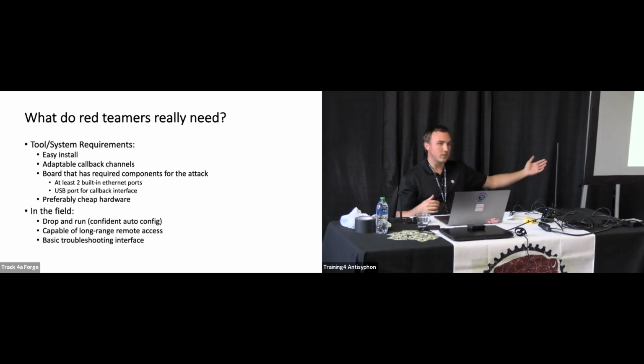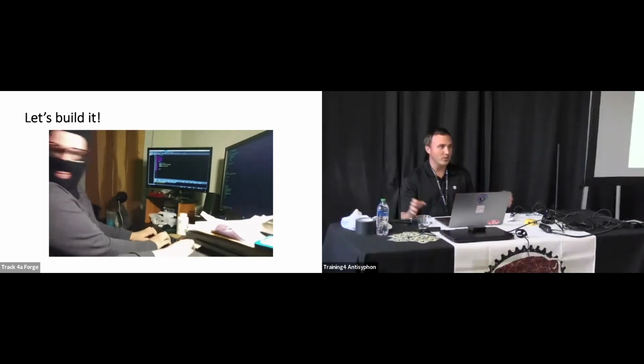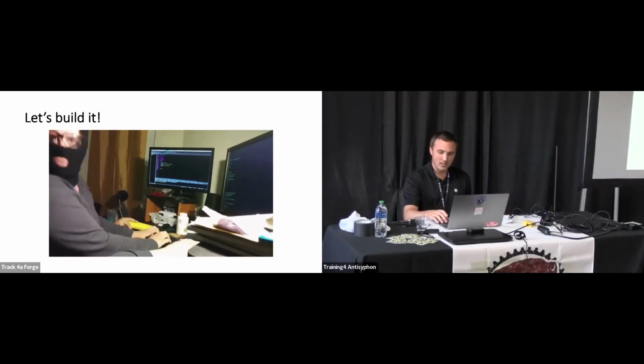So I wanted to start with the fundamentals of what red teamers actually need for an ACK bypass. It needs to be easy to install. We want adaptable callbacks, including some advanced ones like LTE. We want to make sure the board itself has all the required components on it, ideally, so you don't have to plug in a bunch of dongles. Cheap hardware. And then in the field, what you really want is to just be able to drop and run. You want to be able to access the device over long range, if you need that. And it's great to have a basic troubleshooting interface to know if the attack is working. So with all those design factors in mind, let's go ahead and build it.